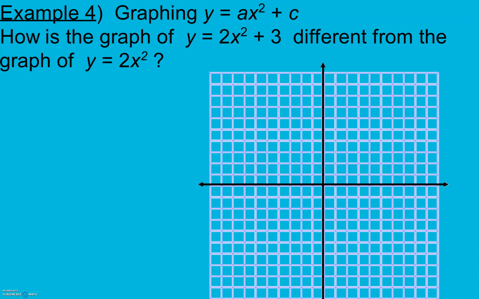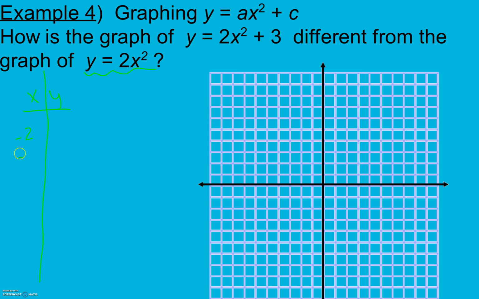Continuing on in section 9.1 here, we're going to graph y equals ax squared plus c. We want to know how is the graph of y equals ax squared plus c different from the graph of y equals 2x squared. So we're going to start at y equals 2x squared. And in order to graph this, we're going to use our table of values.